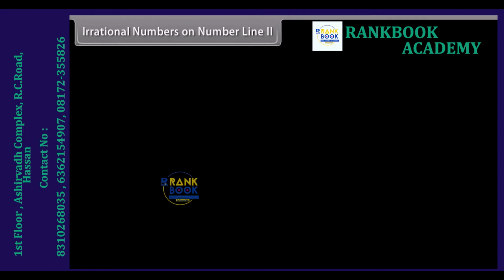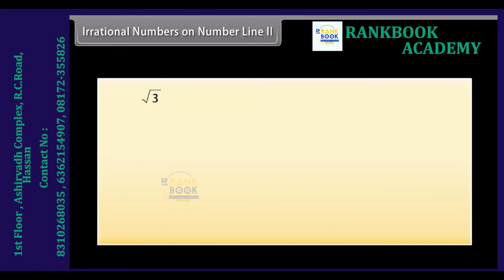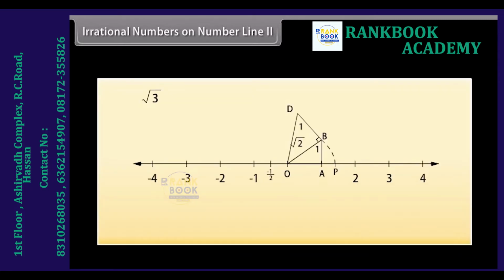Irrational numbers on number line 2. Similarly, to locate square root of 3 on the number line, we will construct BD of unit length perpendicular to OB. Then, by Pythagoras Theorem, OD is equal to the square root of 2 squared plus 1 squared, which is equal to square root of 3. Now, by using the compass with center O and radius OD, we will draw an arc intersecting the number line at point Q. The point Q corresponds to square root of 3 on the number line.